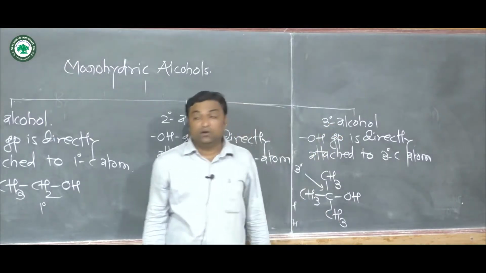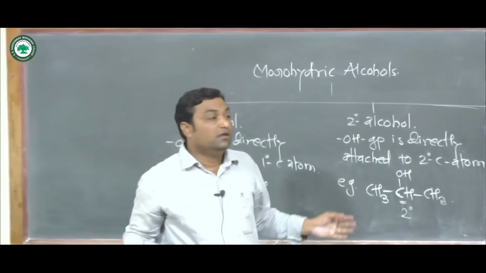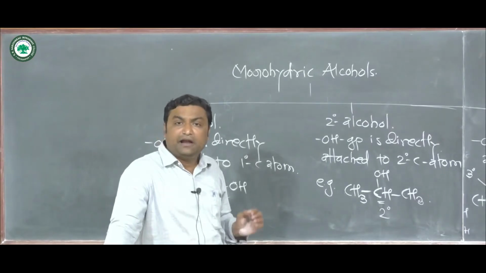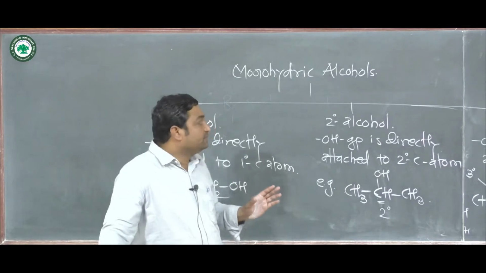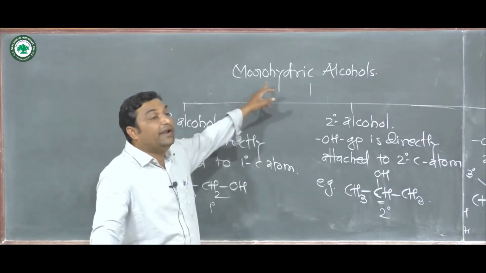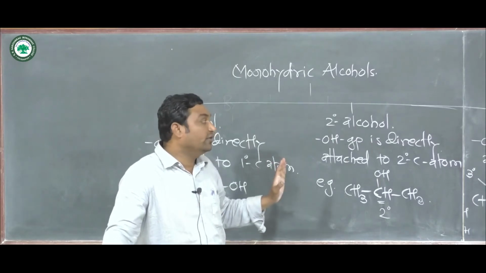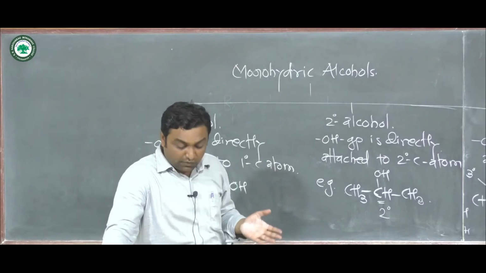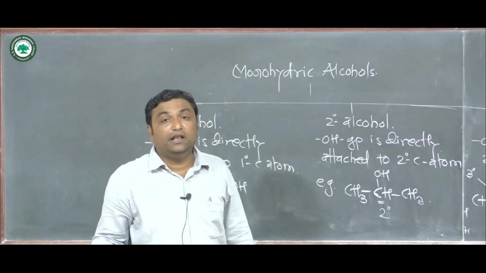This is all about what is meant by alcohol, types of alcohols, that is monohydric, dihydric, trihydric and polyhydric alcohols, and what is meant by monohydric alcohols and its types, that is primary alcohol, secondary alcohol and tertiary alcohol. In our next lecture, we will see the properties of monohydric alcohols.